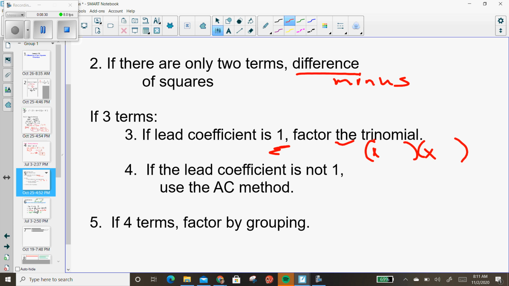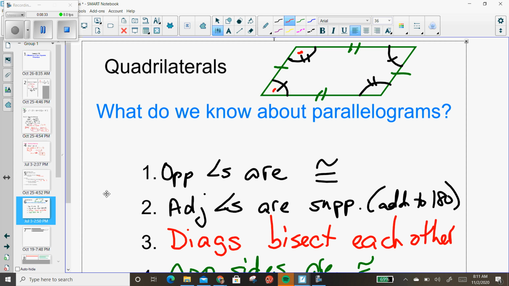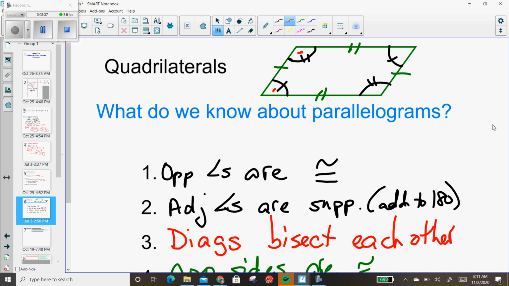All right, moving on to properties of a quadrilateral or of a parallelogram, because we're going to talk about rhombuses that are a special kind of parallelogram. So we were reviewing while we waited for the previous video to finish uploading.